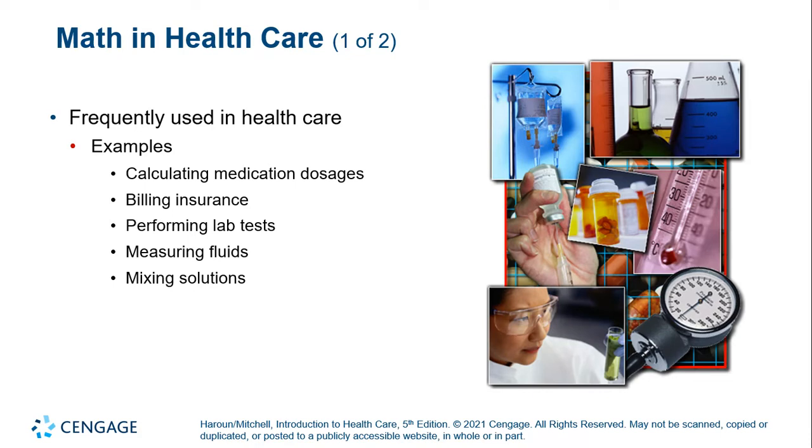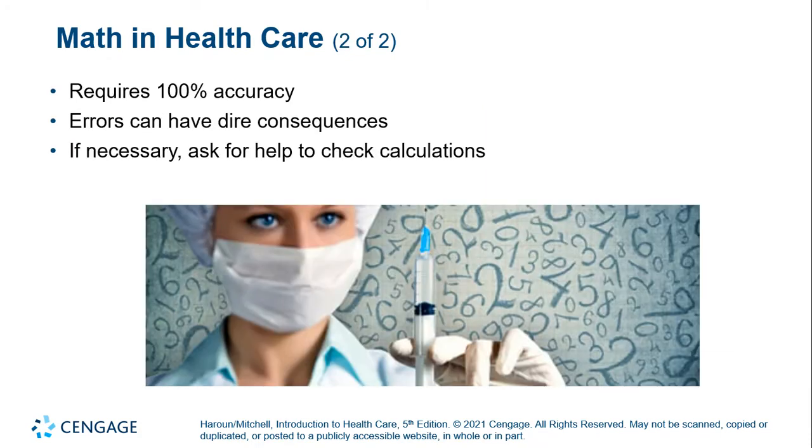What changes is that it needs to be 100% accurate, because errors in math can have dire consequences. So you should always double check your calculations. You should always ask for help if you need it.